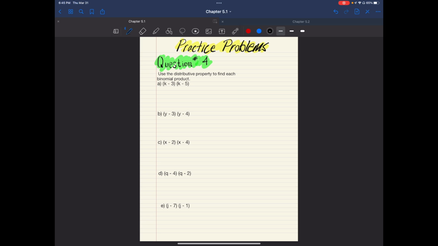What we got next? Okay, question 4. Use a distributive property to find each binomial product. Okay, so same thing as what we've been doing here. So we got k squared. Oh, but now we have some negatives in here. Okay, k squared minus 5k minus 3k plus 15, k squared minus 8k plus 15.